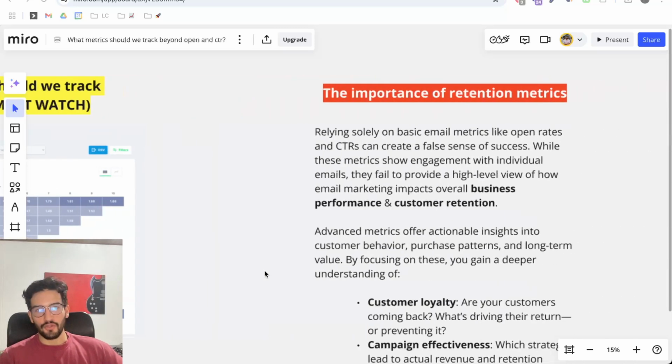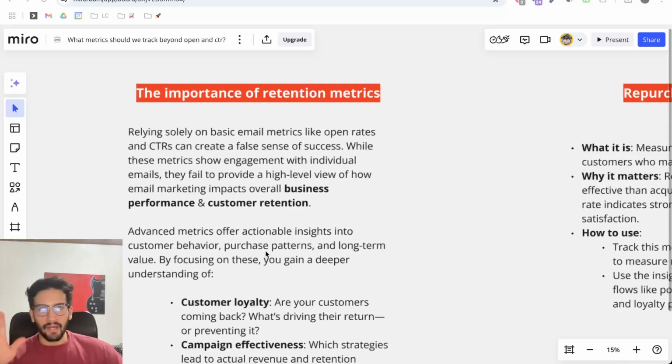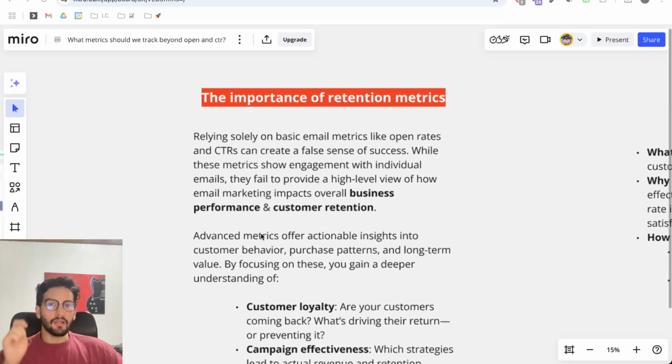Before I dive into the actual metrics, let me cover the importance of those retention metrics. Relying solely on basic email metrics such as open rates and click rates can create a false sense of success. While these metrics show engagement with individual emails, they fail to provide a high-level view of how email marketing impacts your overall business performance and customer retention.